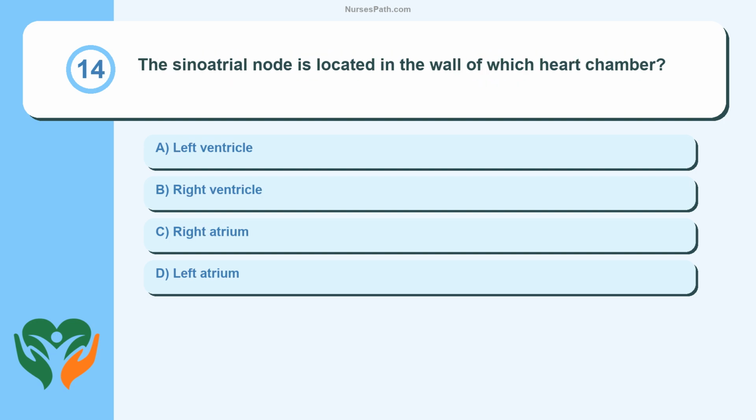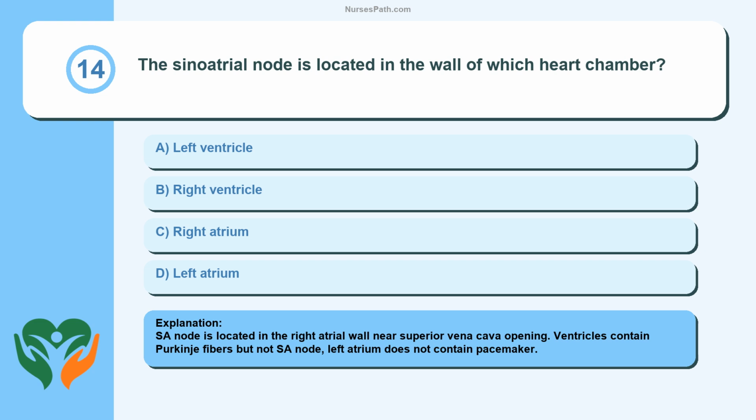Question 14. The sinoatrial node is located in the wall of which heart chamber? Left ventricle, right ventricle, right atrium, left atrium. SA node is located in the right atrial wall near superior vena cava opening. Ventricles contain Purkinje fibers but not SA node. Left atrium does not contain pacemaker.